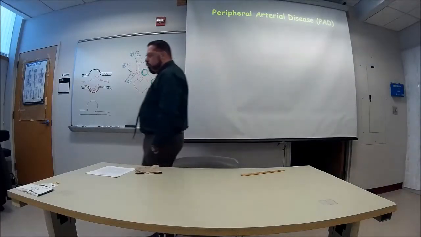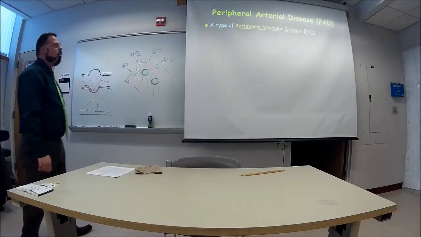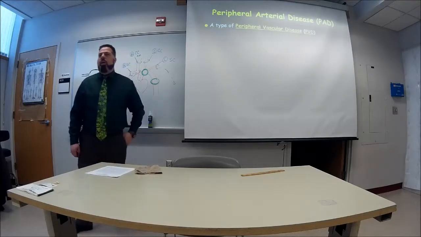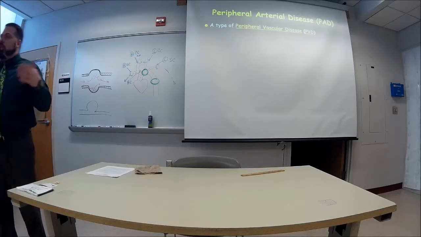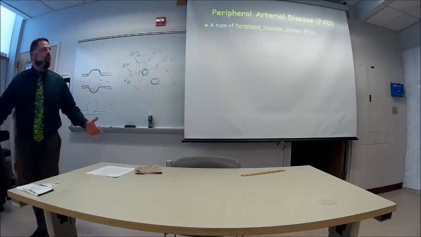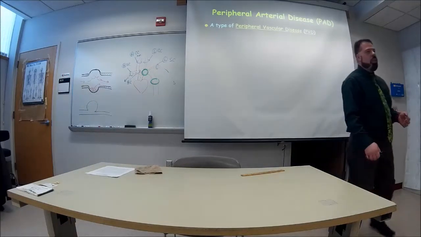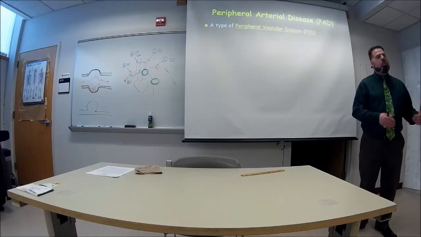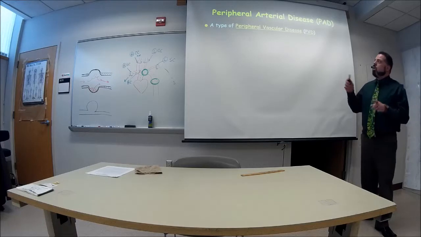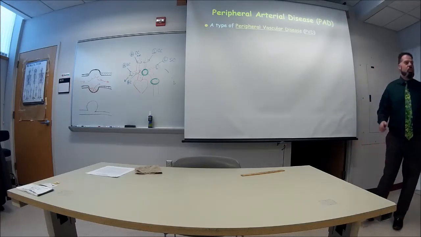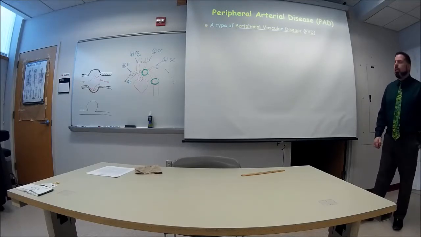So let's talk about peripheral arterial disease, PAD. This is a type of what we call peripheral vascular disease. But when you have PVD, we're talking about veins and arteries and arterioles and capillaries. It's a whole umbrella of everything. Sometimes people say you've got peripheral vascular disease when they're really referring specifically to the artery, so you might hear it used interchangeably. But understand that what we're talking about here is peripheral arterial disease, under the umbrella of peripheral vascular diseases.